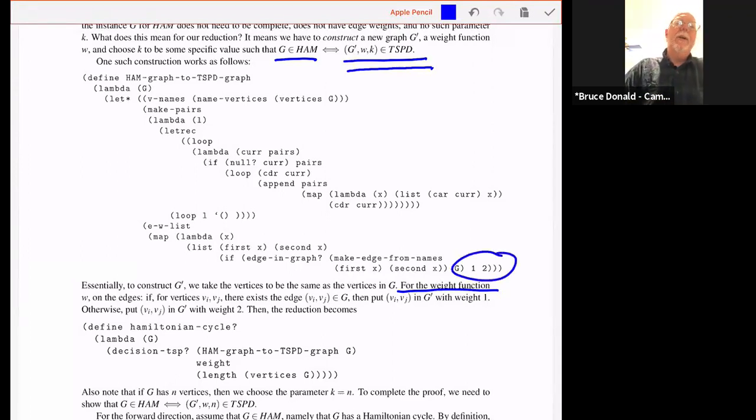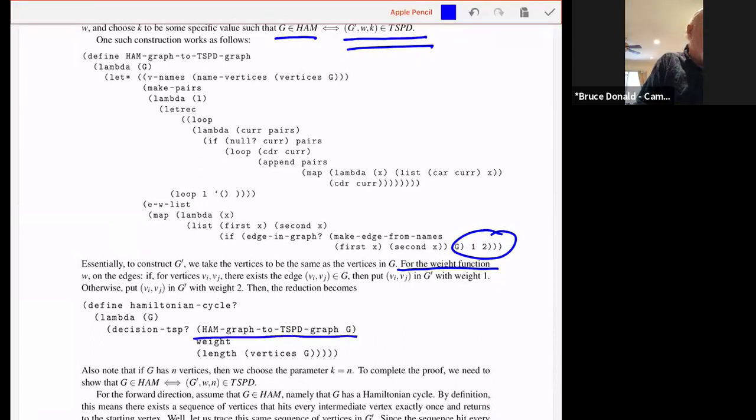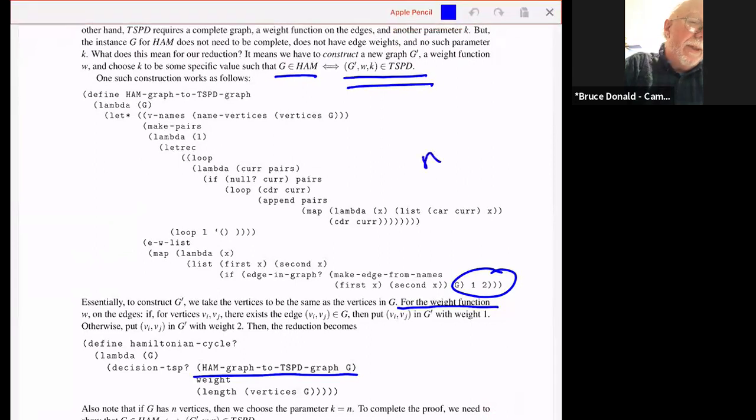Basically, there's a choice here. I make a new graph that has edge weights of one and two, and then I can reduce the Hamiltonian cycle problem to the traveling salesman problem, showing that one is at least as hard as the other. So this is, again, the wrapper style, which is fine, but the wrapper is around a transformer. What I wanted to indicate to you is these transformers can be relatively complicated things, but we have to show that this is polynomial time. I won't do that here, but you can pretty quickly verify that this actually can run in polynomial time.